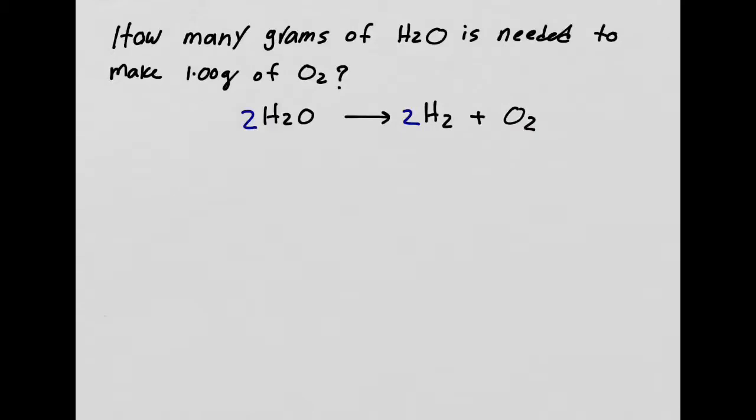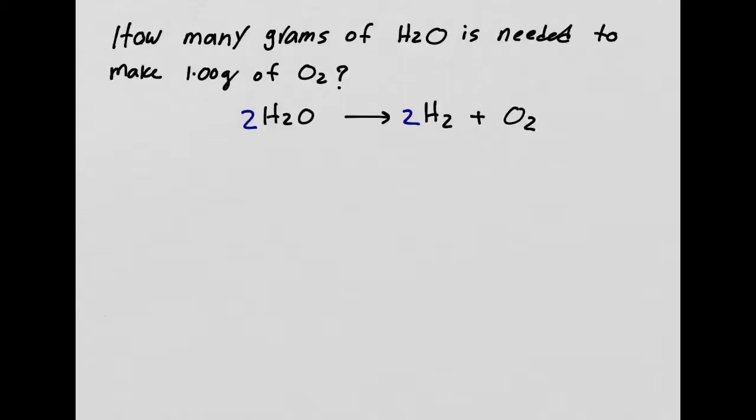Here's the next problem. Okay. How many grams of water is needed to make 1.00 grams of O2? Do you see the similarity between cooking and stoichiometry? Hopefully you do, right? Here, I want to make 1.00 grams of O2, and I'm wondering how many grams of water I need to have in order to make it. It's the same thing, right? You want to know how many ingredients you need to buy if you want to make this much food.